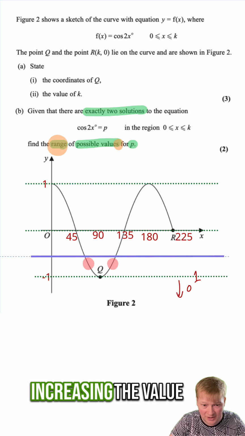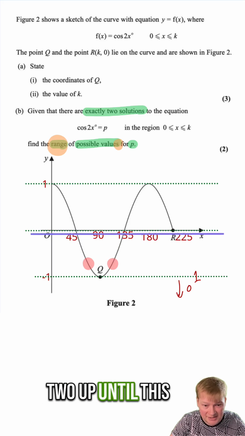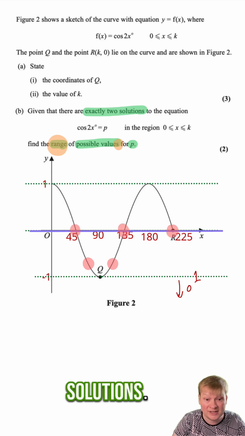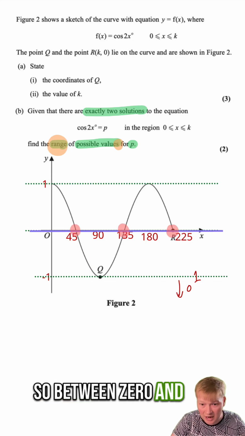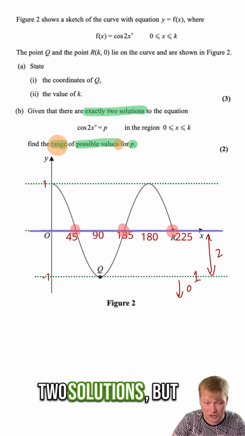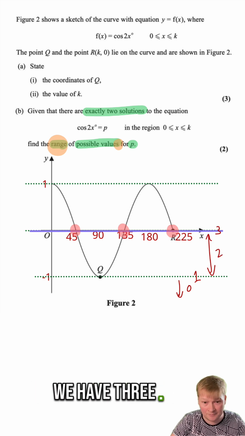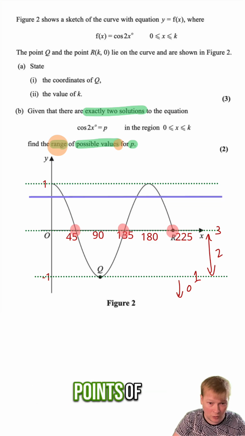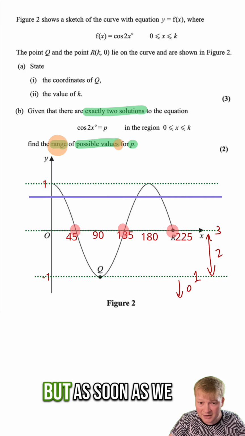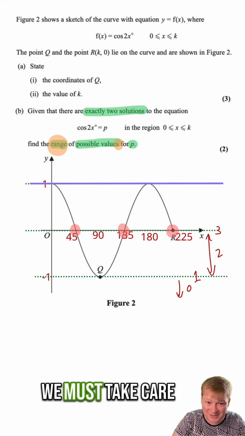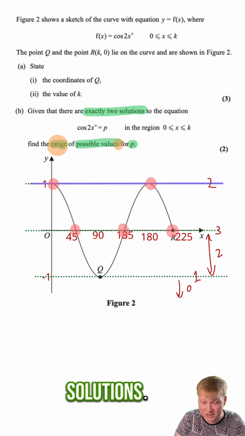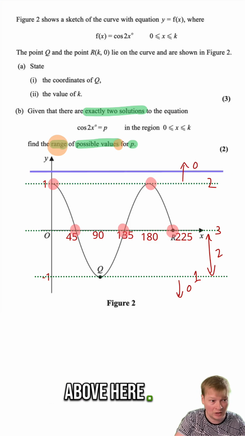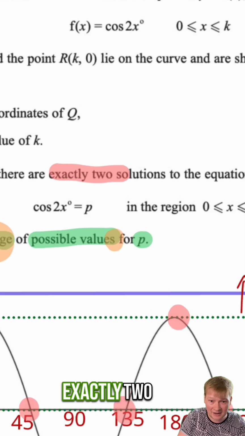And if we keep increasing the value of p, we still have 2 up until this point here. When p equals 0, we in fact now have 1, 2, 3 solutions. So between 0 and -1, in this interval, we have 2 solutions, but when p equals 0, we have 3. And in fact, if we increase p further, we still have 3 solutions, because we have 3 points of intersection in this interval given. But as soon as we reach p equals 1, we must take care with this, then we're back to having 2 solutions. But if we increase the value of p further, then we have no solutions above here. Remember what we were looking for? We were looking for exactly 2 solutions.